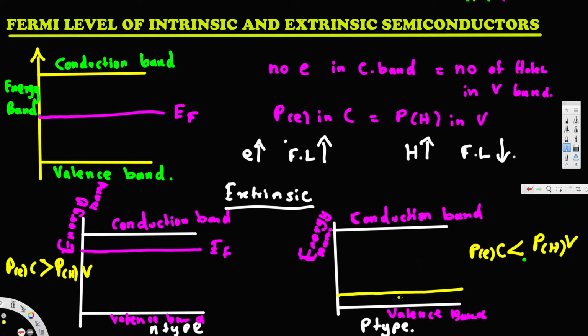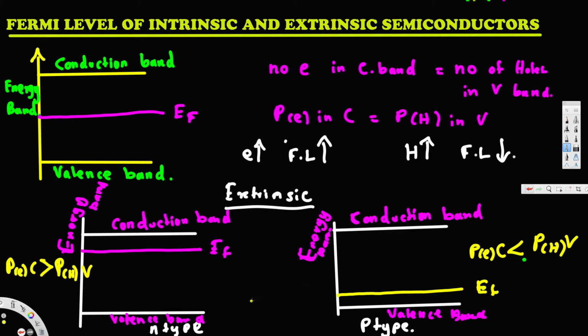And for the P-type, it's opposite. The probability of finding holes in the valence band is higher than the probability of finding electrons in the conduction band. So we have the Fermi level right here. Also for P-type, the conduction occurs mostly due to the holes. That's why we have the Fermi level right here. This is EF. And these are some basic things.